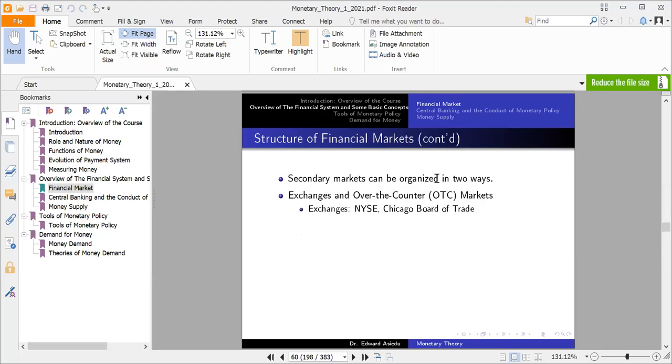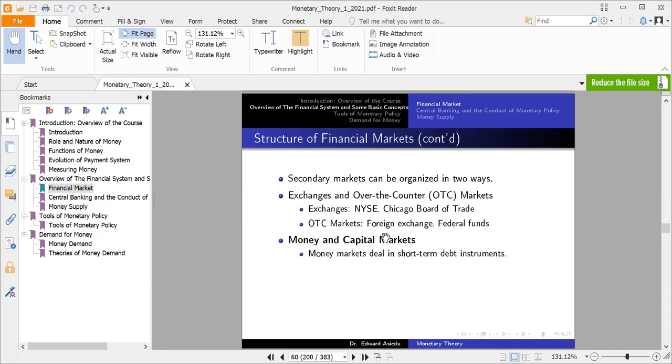Secondary markets can be organized in two ways: the exchange markets or over-the-counter markets. So the New York Stock Exchange, the Ghana Stock Exchange, all these, or you can have the foreign exchange markets. You can have the money markets, money and capital markets. Money market would deal with the short-term debt instruments, and then the capital market would deal with longer-term debt instruments. In many countries, particularly ours, people like the short term. Okay? They don't want to put in their monies for 20 years, invest in long-term bonds, 20-year bonds. No, they want to do a short-term bond.